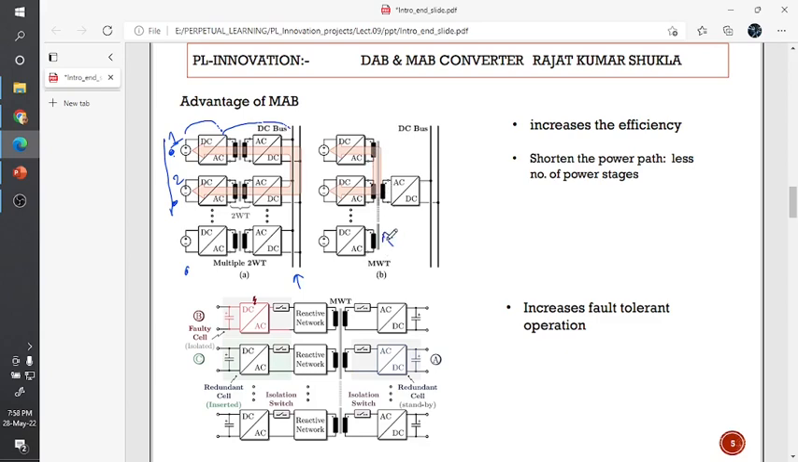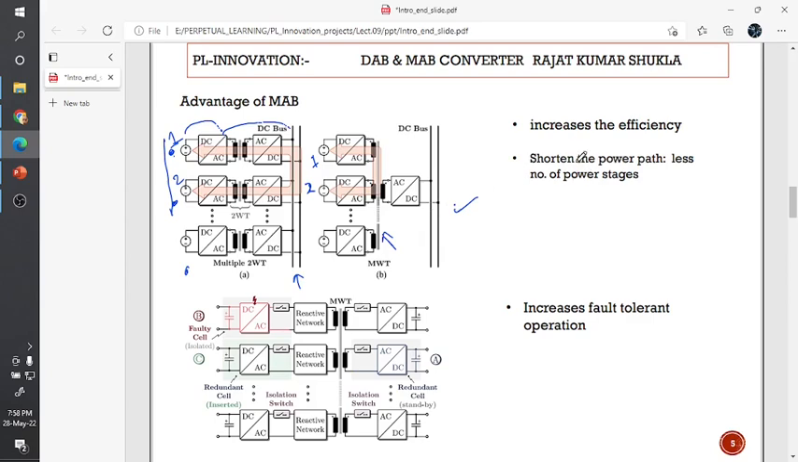the common core can easily transfer from position 1 to position 2 without using the extra two H-bridges. This is acting like one dual active bridge converter to transfer the power from position 1 to position 2. This is acting like a dual active bridge converter configuration. Okay, so this is another advantage if you are using multiple dual active bridge converters, compared to the one multi-active bridge converter.